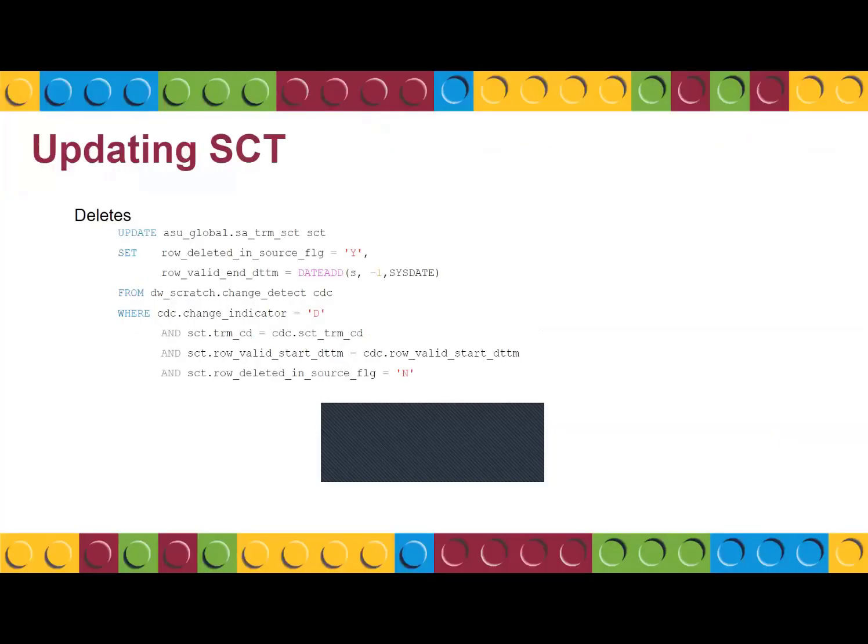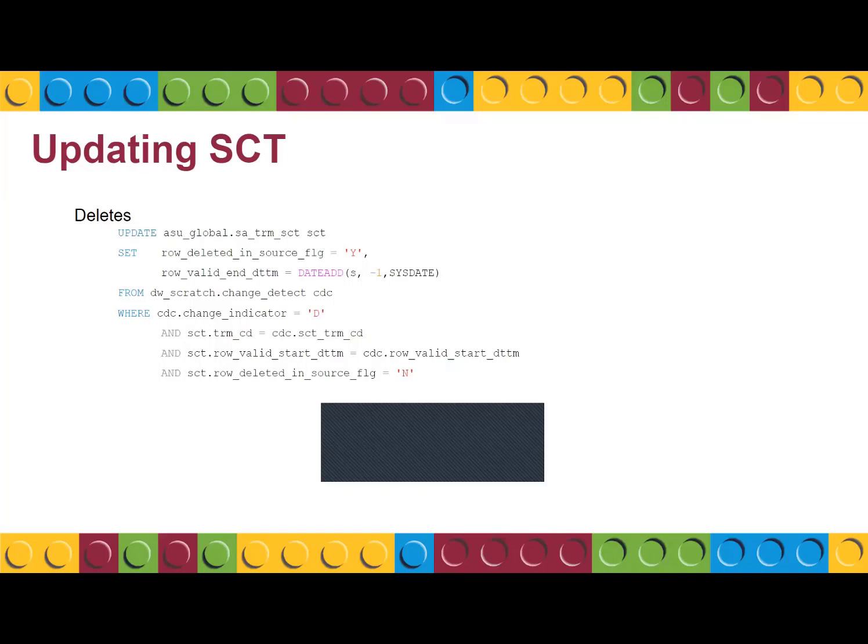Okay, so that's how you detect the changes. You will want to persist that output into a table. And then it's just a matter of updating your FCT. So we'll start with deletes because those are the easiest. You're basically just saying when my indicator said that this row had been deleted, you're going to update the row deleted in source flag equal to yes, and your row valid end date equal to the system date stamp minus a second.